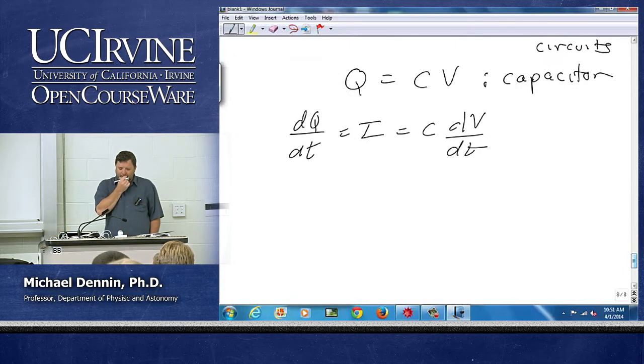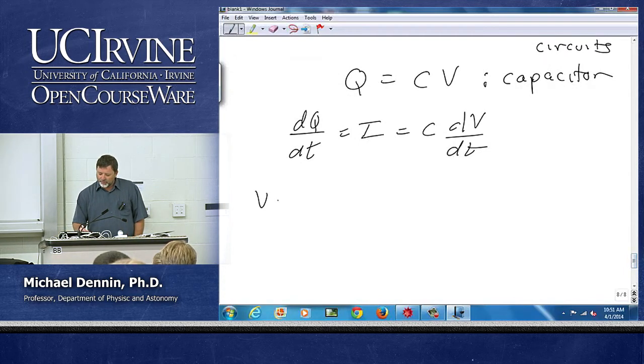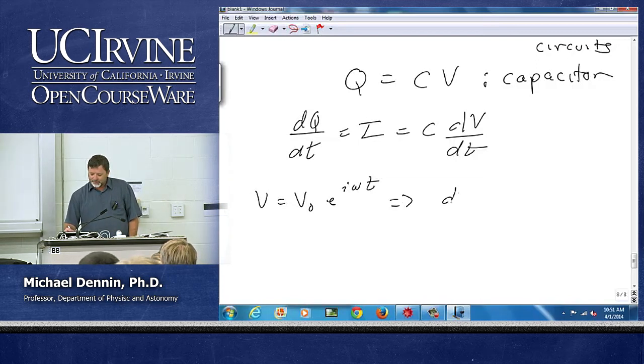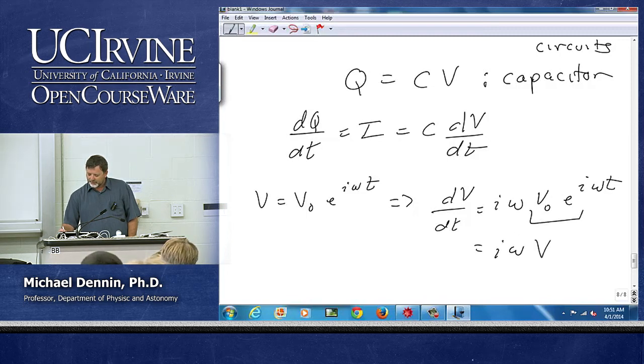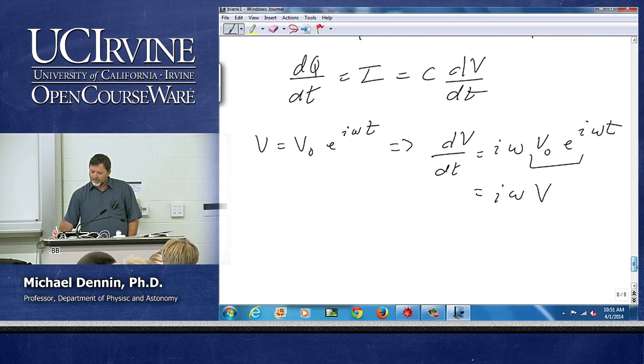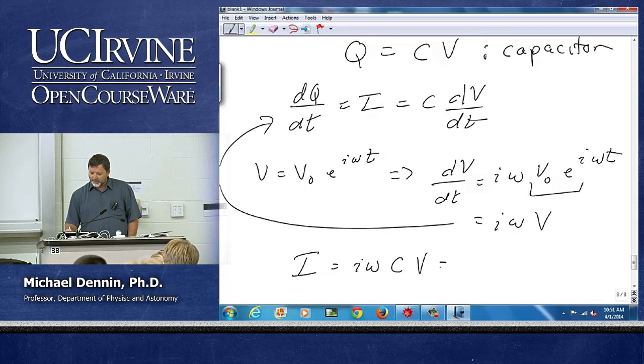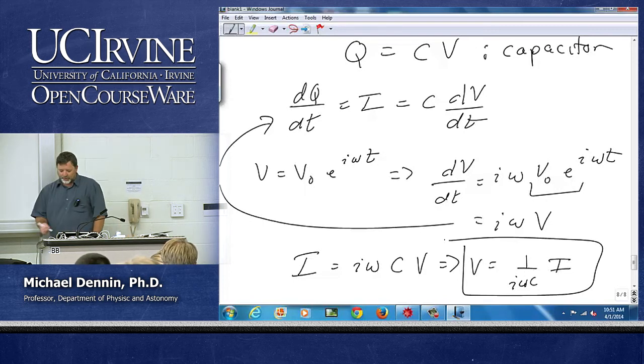This is a linear response situation. So now imagine I deal only in oscillating voltages, only an AC circuit, where V is V naught e to the i omega t. I'm going to use my complex notation. Notice dV/dt is now i omega V naught e to the i omega t, which is i omega V. So if I plug that in to here, I see that I equals i omega C V, or V equals 1 over i omega C times the current. What does that equation look like?